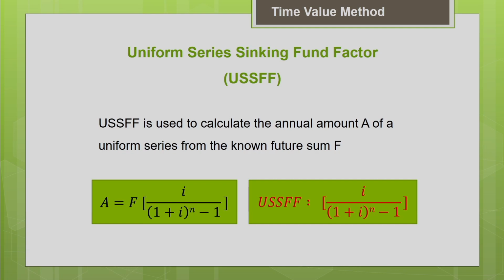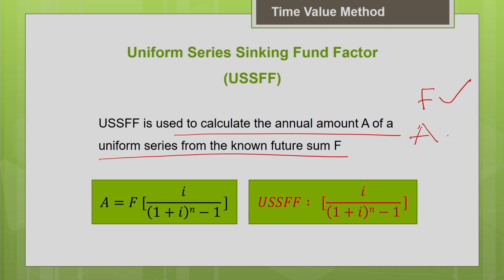Now we are going to use the uniform series sinking fund factor. Let us recollect what this sinking fund factor is. Basically it is used to calculate the annual amount A of a uniform series from a known future sum F. If the future sum F is known, then you can convert it into an equivalent uniform series A. So here you are calculating A for the given F, the future value of the money.